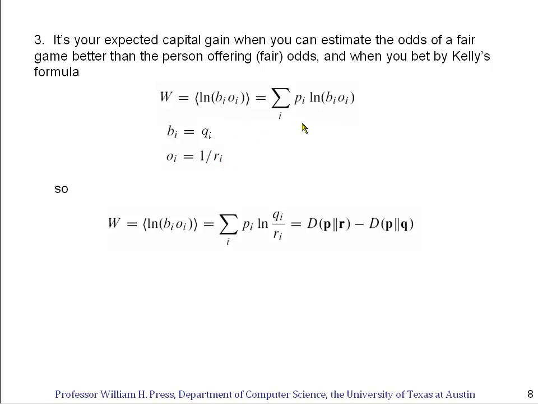So if I put qi in for bi and 1 over ri in for sigma i, and now compute that expectation over the true odds, pi, which are unknown to both of us, you can see that my expected payoff, if you manipulate this a little bit, can easily be seen to be the difference between two Kullback-Leibler distances. And look how that works. If my estimate q is closer to the true odds than the bookie's estimate r is to the true odds, then this is positive and I win. But if it's the other way around, if the bookie is estimating the true odds better, then on average I'm going to lose.